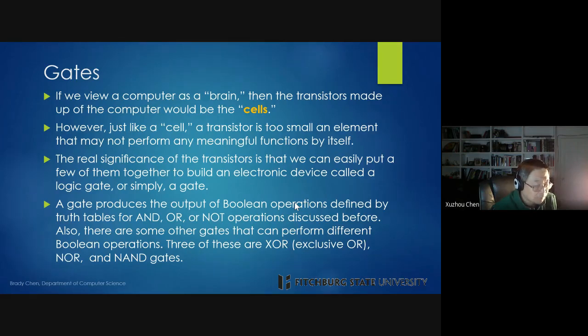Now, the next thing is that these transistors are very important in building the computer circuits, the electronic circuits. However, these transistors are small. They can perform a very simple operation, but they're too simple. So people try to use these transistors to build slightly more complicated circuits. These circuits are called gates.